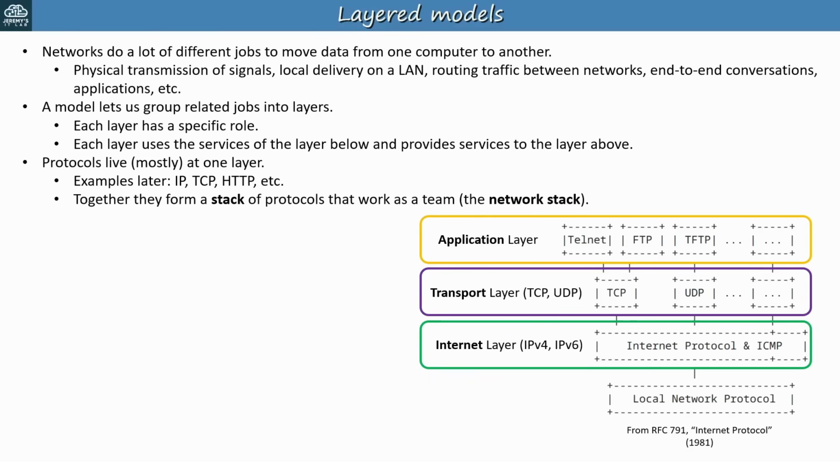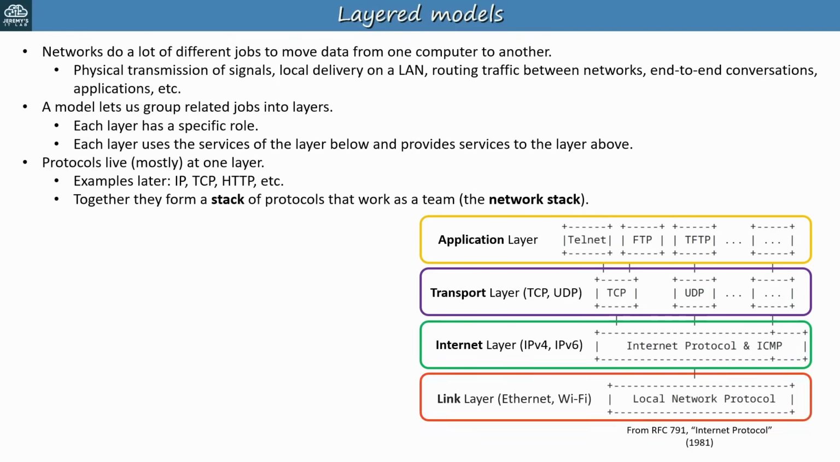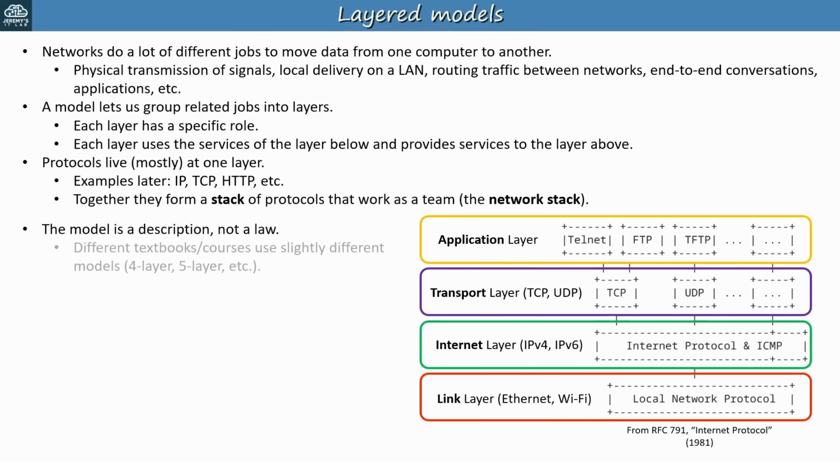This is where we find IP, which has two versions in use today, IP version 4 and IP version 6, both important CCNA topics. Finally, we have the link layer, including local network protocols like Ethernet and Wi-Fi. Each of these layers, and the protocols in them, plays a different role in the network. This is the TCP/IP model, at least one version of it. The model is a description, not a law. For example, different textbooks and courses use slightly different models, some with 4 layers, some with 5 layers, and some with more. In this course, I'll use a 5-layer model that builds on this one.